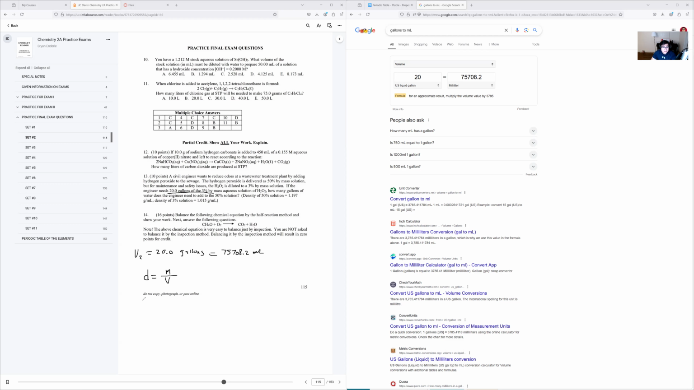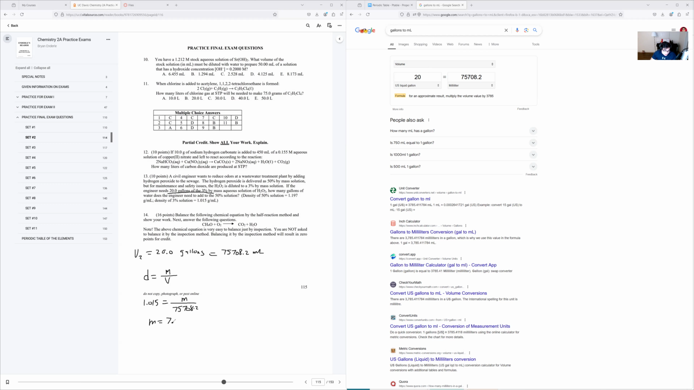And then the density of the 3% is 1.015 grams per milliliter. I'm just going to leave it at 1.015. The mass we still don't have, right? That's what we want. We want the mass of the solution to get the mass of the hydrogen peroxide. We have 20 gallons, which is 75,708.2. The units are all in milliliters, so this is consistent. I'm not worried about it. You solve for mass here. 1.015 times 75,708.2.